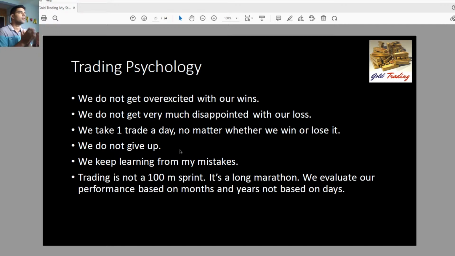We do not give up because trading is not based on one day's result or one week's result, it's based on months and years of results. If I lose 5 trades back to back, or 10 trades back to back, it doesn't mean I quit or give up. Sometimes we might lose 10 trades back to back, but that doesn't mean we are bad at trading. Sometimes these things happen. So we need to base our trading evaluation over a long period of time, not over a single day or a single week.